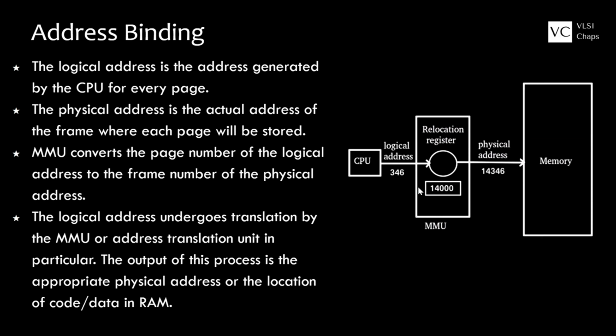So this is how the logical address will undergo a translation with the help of the MMU, or the address translation unit, and the output of this process will be the appropriate physical address or the location within this main memory. In this whole process of memory allocation techniques, you might have noticed that we are constantly talking about secondary storage. You might wonder what this secondary storage is. There is another concept called virtual memory associated with that.